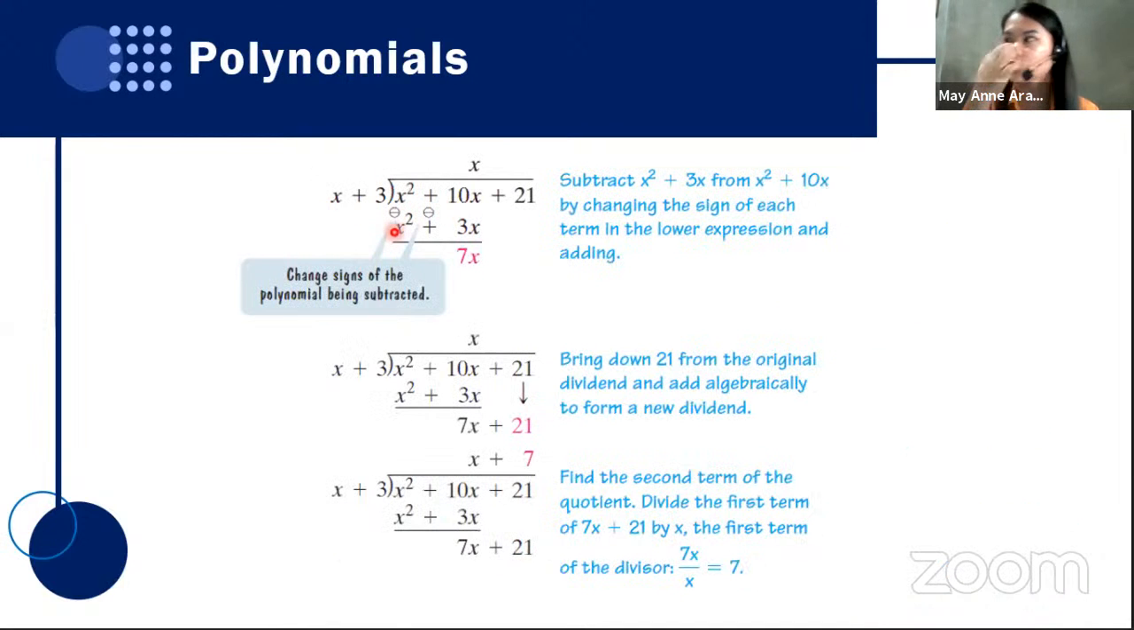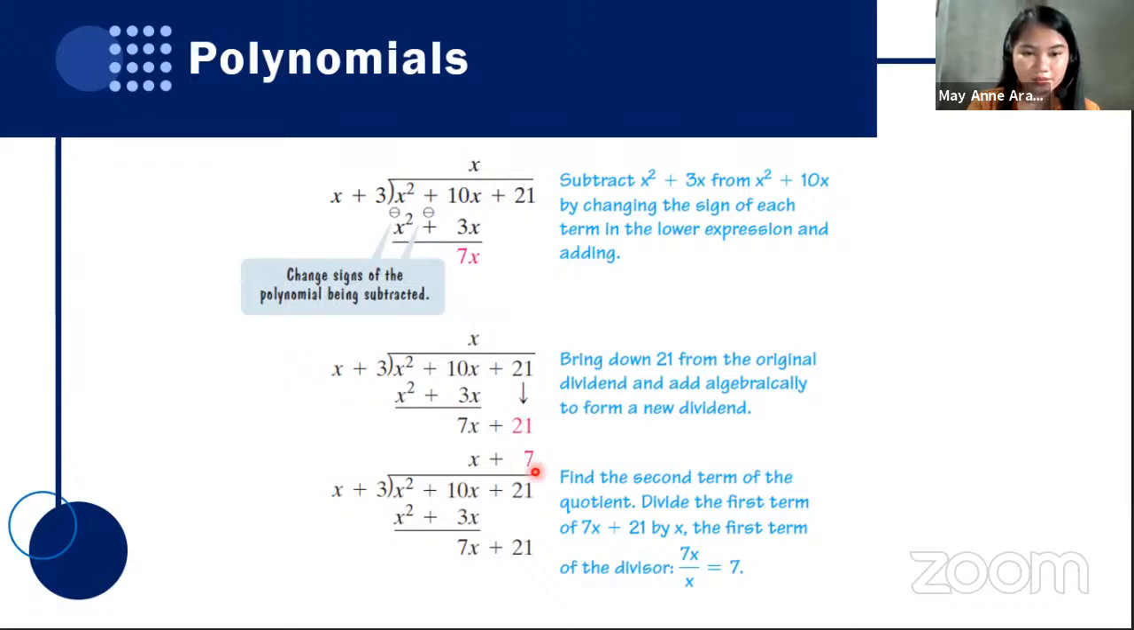Then, don't forget to change the sign ha. Subtraction yan. So, cancel na to. X squared minus x squared is 0 na yun. So, 10x minus 3x. Laging minus yun ha. Magbabago yung sign. Since plus yan, magiging minus. 10x minus 3x is 7x. After this, bring down 21. So, 7x divided by x is 7.